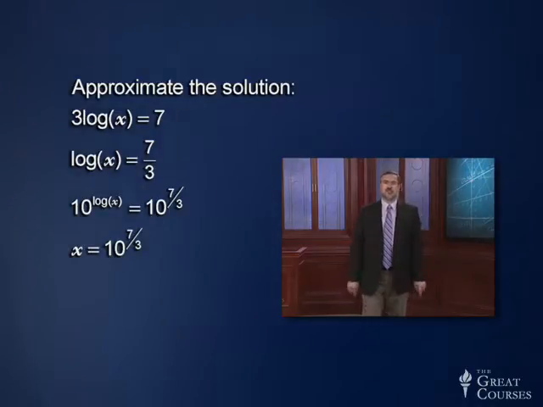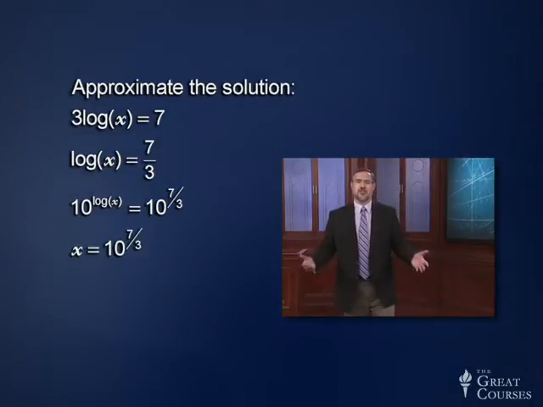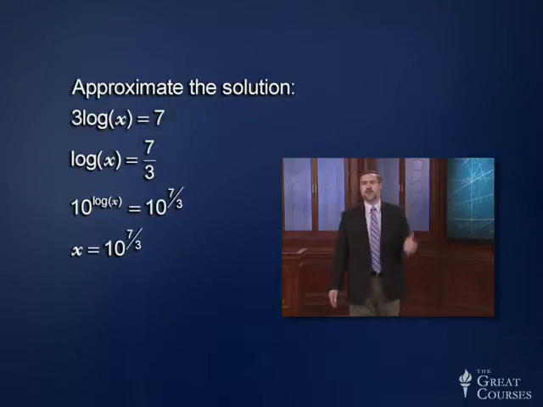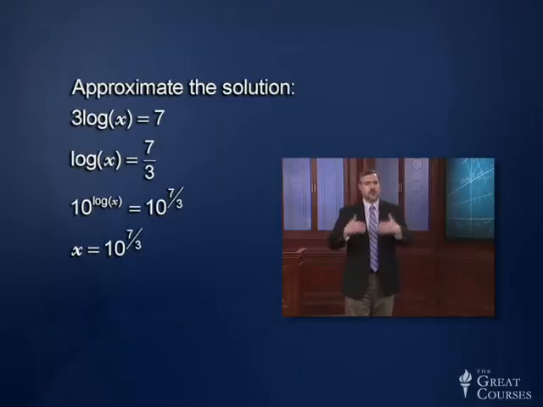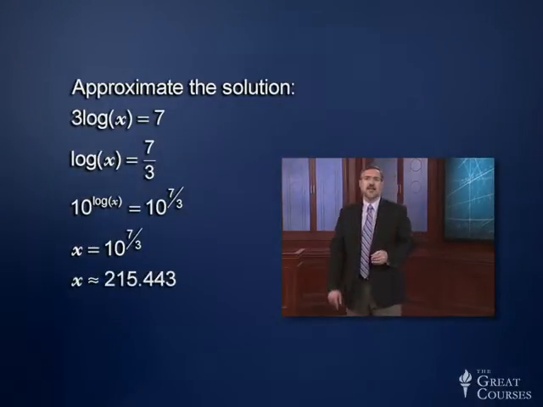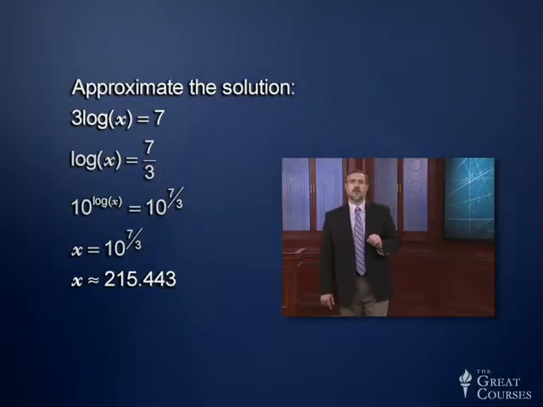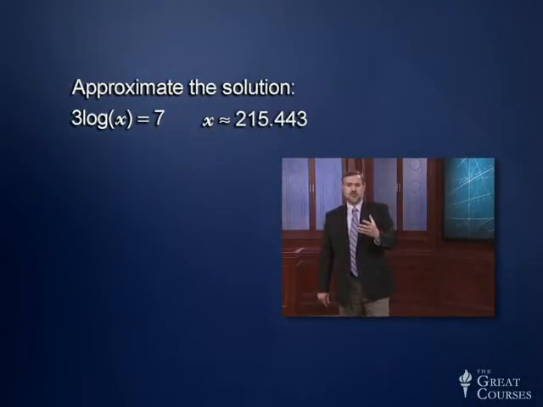Now, I don't know what 10 to the 7/3 is exactly. If you ask me what 10 to the 2nd is, or 10 to the 3rd is, I think I could do that. 10 to the 2 is 100, and 10 to the 3 is 1,000. But 10 to the 7/3, I really don't know. So I can pull out a calculator and ask, what is that? And when I do, I'll find that x is about 215.443.